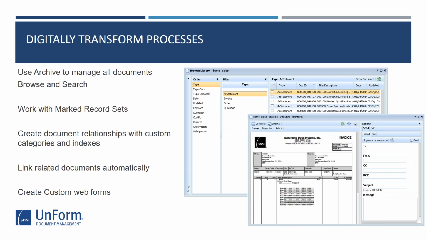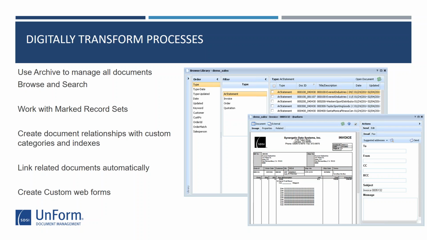So the things you are going to learn how to do will help you to digitally transform your processes. Again, we want to use the archive to manage all the documents, so you're not having to file and refile documents multiple times. You put it in once, and then everybody has access to it whenever they need to. Multiple ways to find the documents once they're in there. If the document's in there, you'll find it.